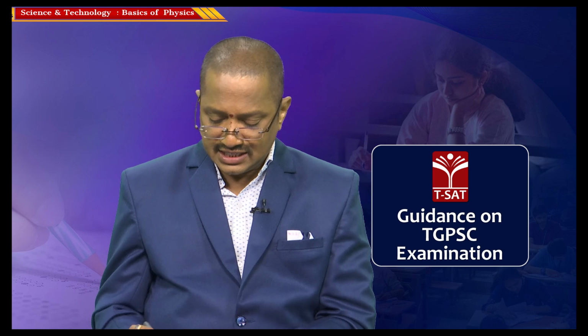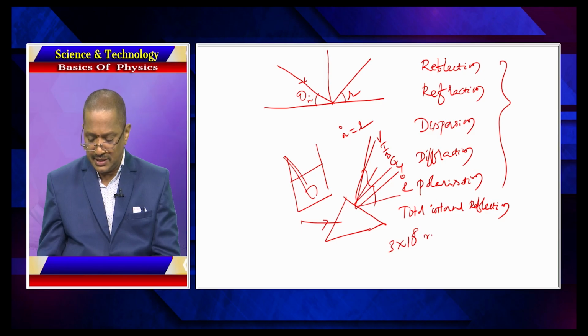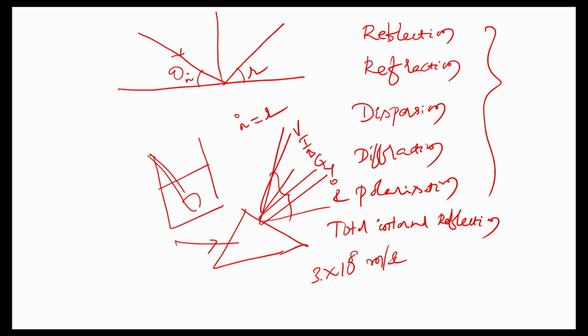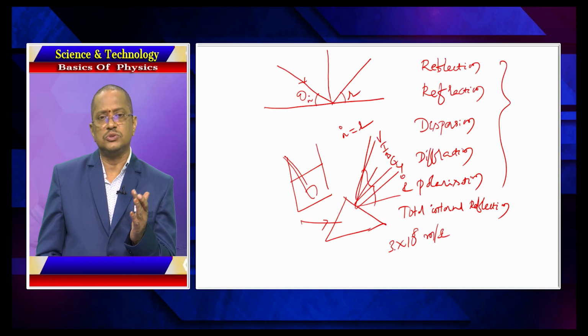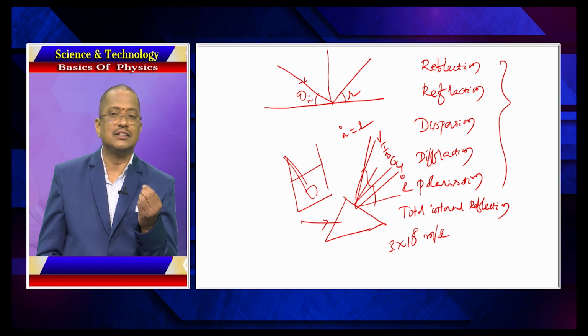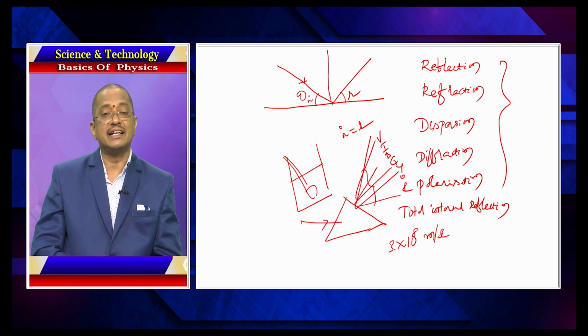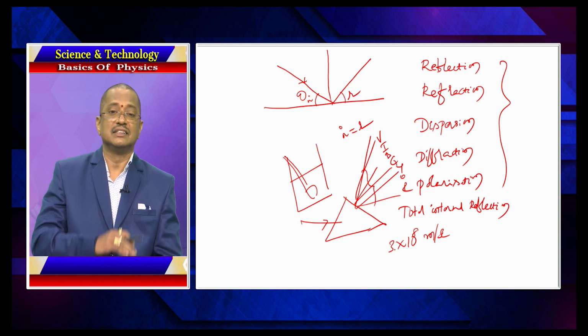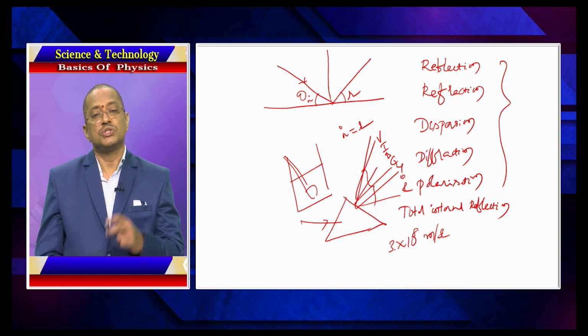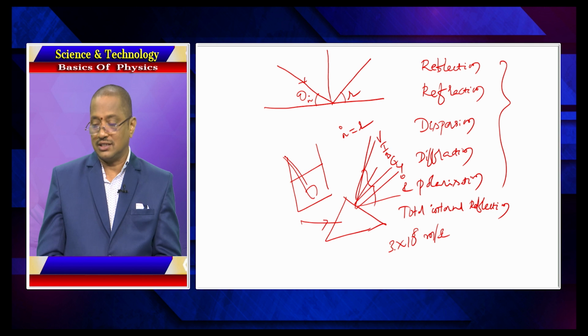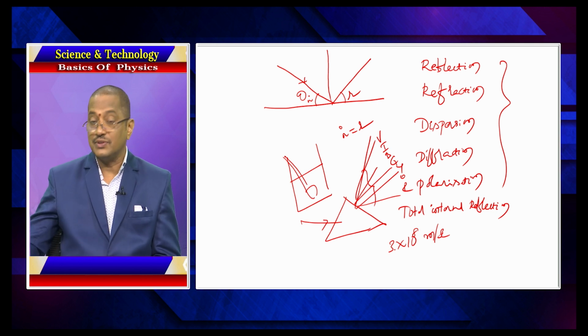The velocity of light is 3 into 10 power 8 meters per second. And as you know, there are two theories: Newton's corpuscular theory and Huygens' theory. According to Newton's theory, light travels in a linear path as particles, whereas according to Huygens' wave theory, light travels as a wave. So there is a dual theory for light: Newton's corpuscular theory and Huygens' wave theory.